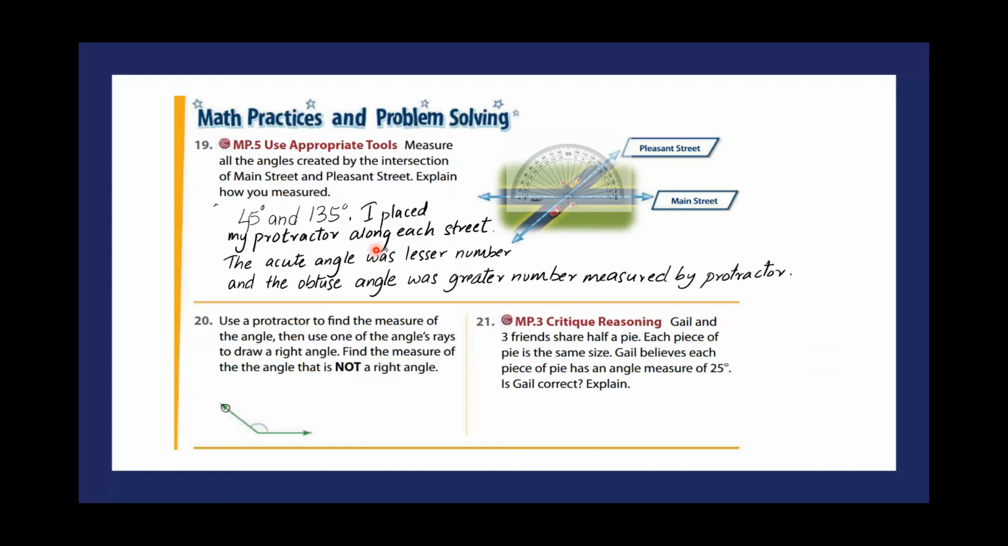So I placed my protractor along each street. The acute angle was the lesser number and the obtuse angle was the greater number measured by a protractor.